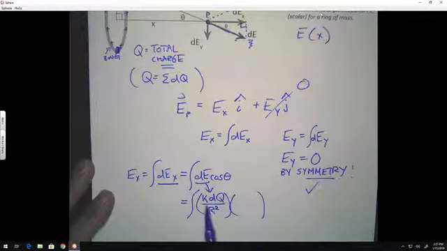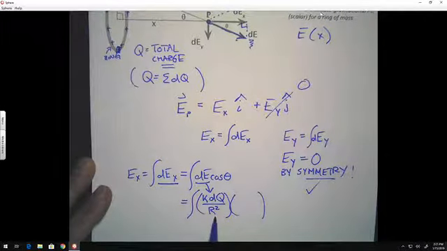So why did I write k dq over r squared? Because the field from a point charge is kq over r squared. And here we're calling q the dq. Okay, so that's how we substitute there. This is an important substitution that will come up in other places. You take a small chunk of charge, you treat it like a point charge, and then you can substitute like that.